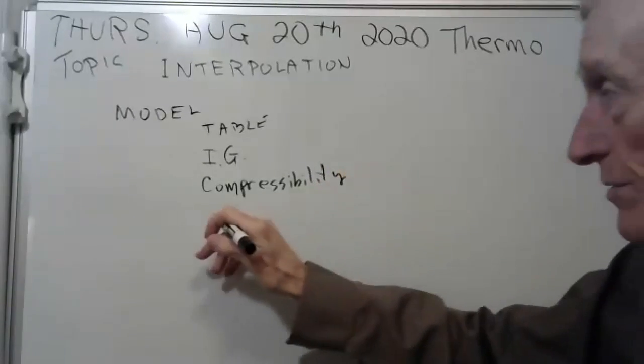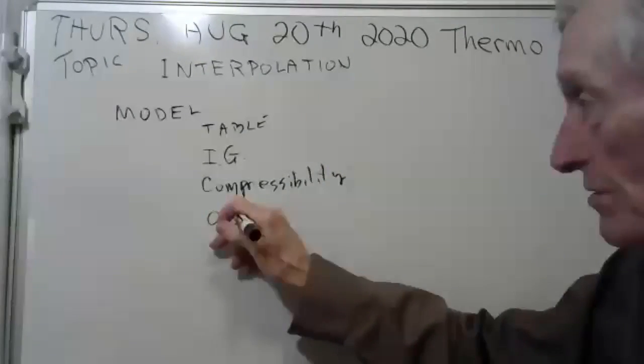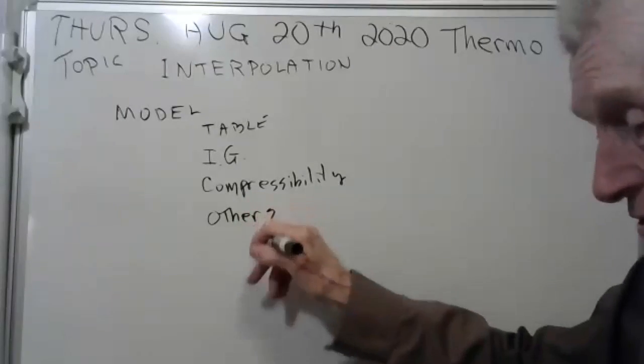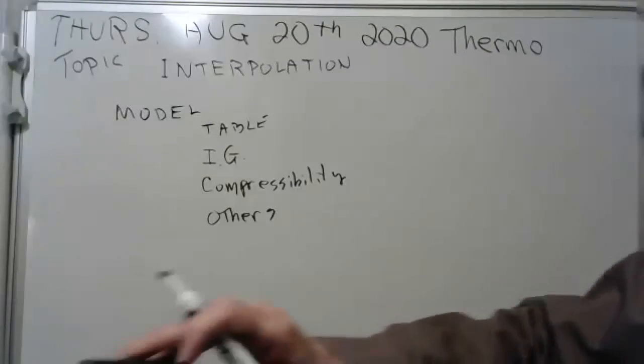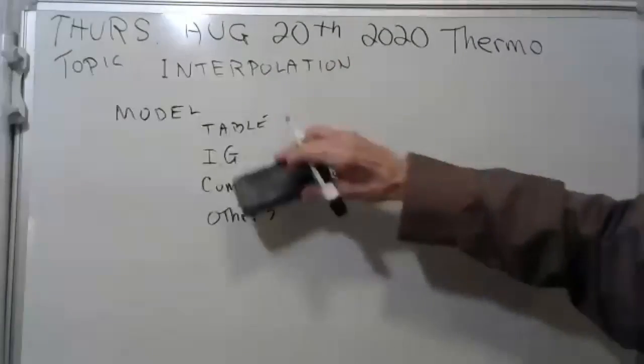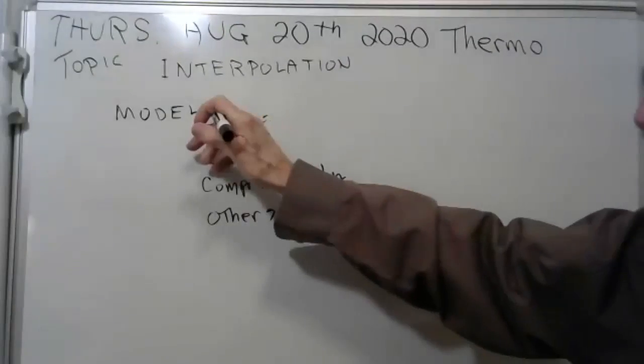And there are even other kinds of models. I mentioned some Tuesday. But let's learn how to work the tables first. So these are the different kinds of models we have.